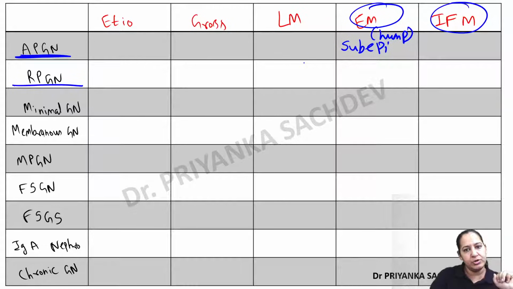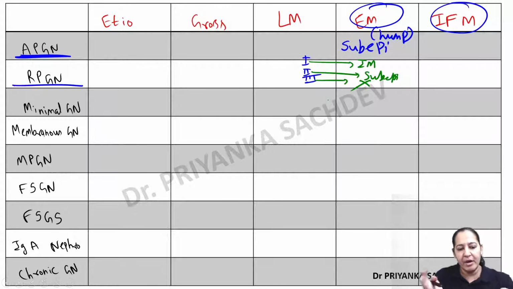In RPGN there are 3 types, so tell me all three. Type 1, Type 2, Type 3. Who will tell me? What is Type 1? What is Type 2? What is Type 3? In Type 1, it is intramembranous. In Type 2, again it is subepithelial. In Type 3, no deposits. No deposits. Right? Coming to minimal change.